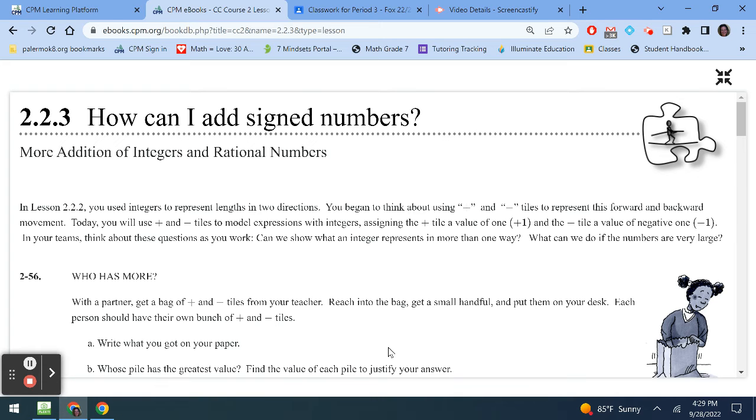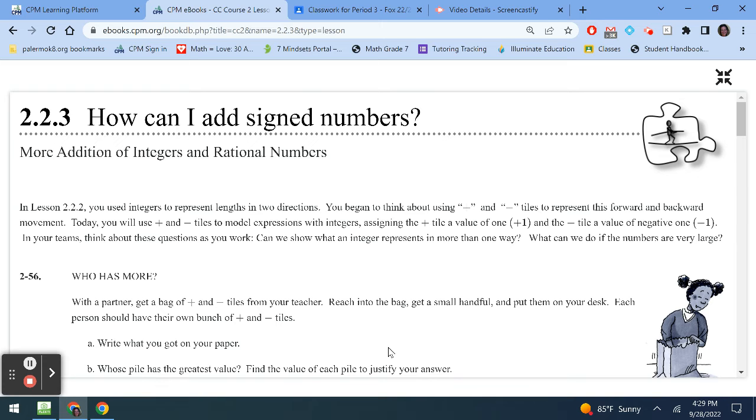So we're going to be practicing, using more addition of integers. Remember, an integer is a whole number, negative, positive, and zero. And rational numbers are decimals and fractions. So in lesson 2.2.2, you used integers to represent the lengths in two directions. You began using positive and negative tiles to represent this forward and backward movement.